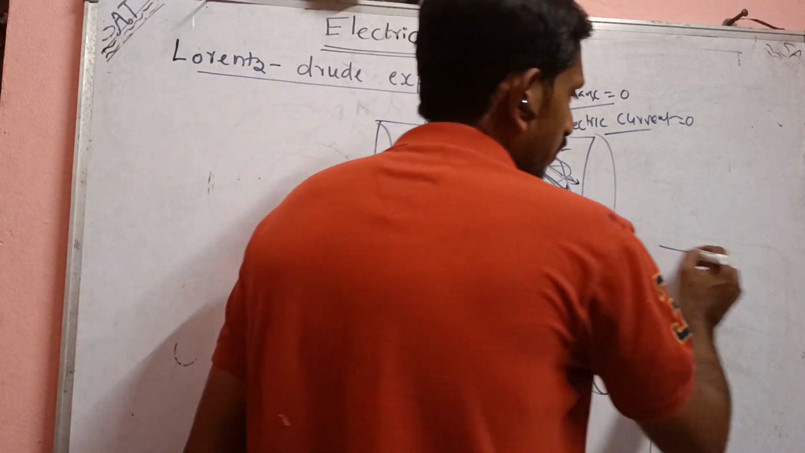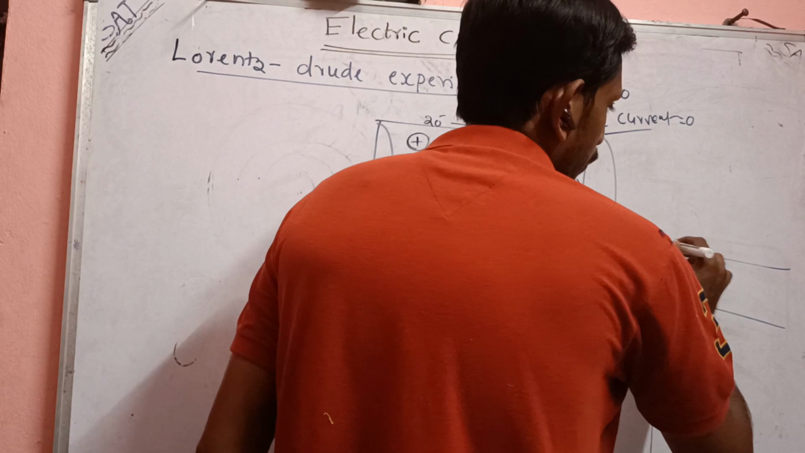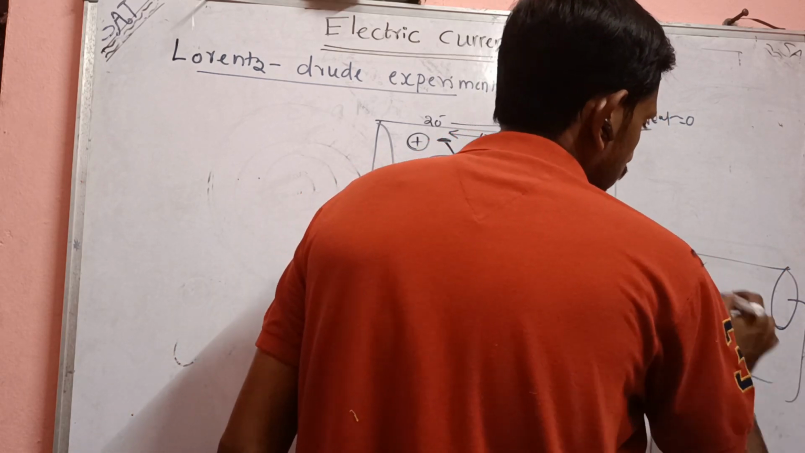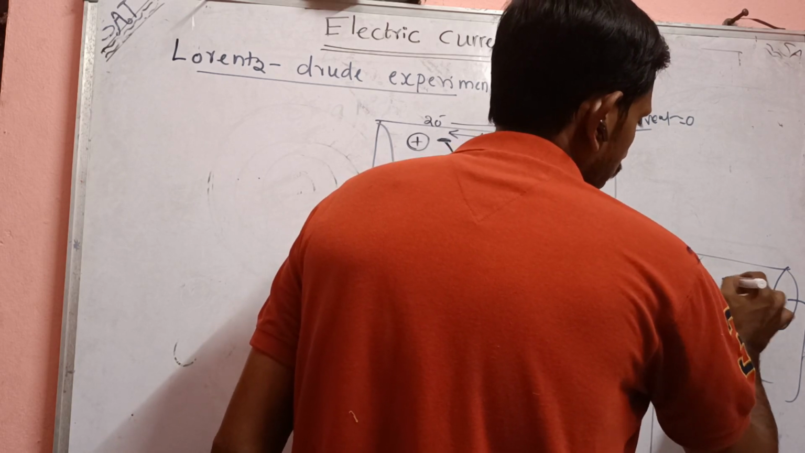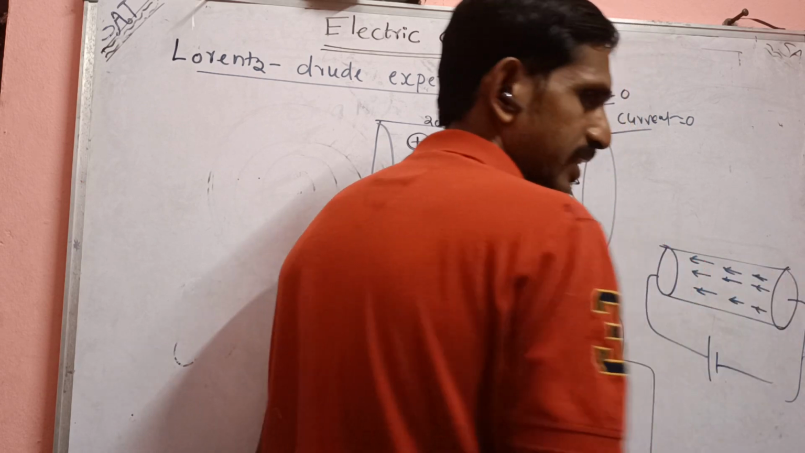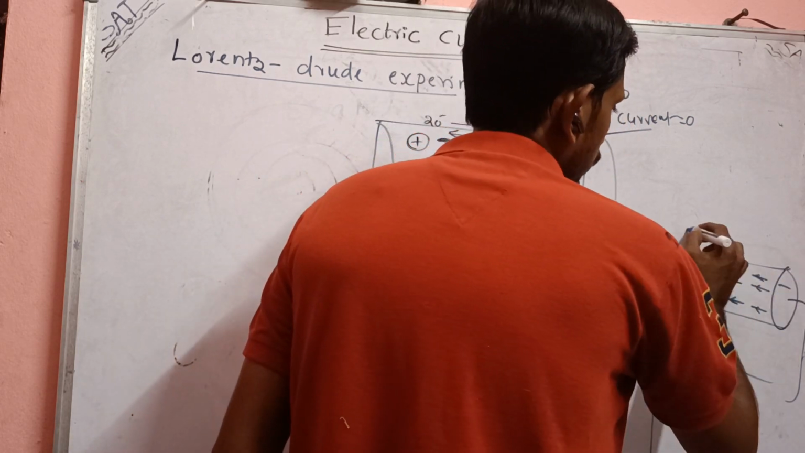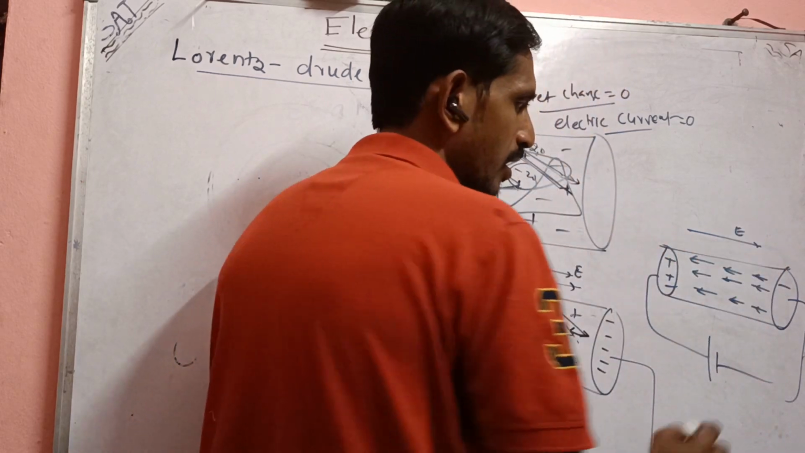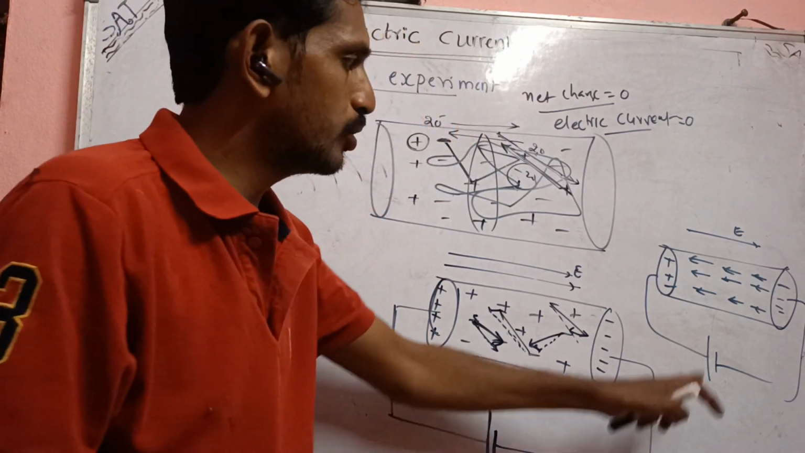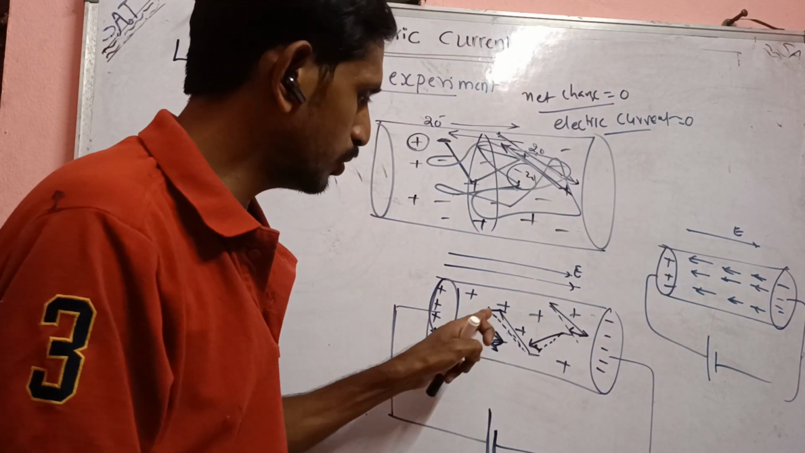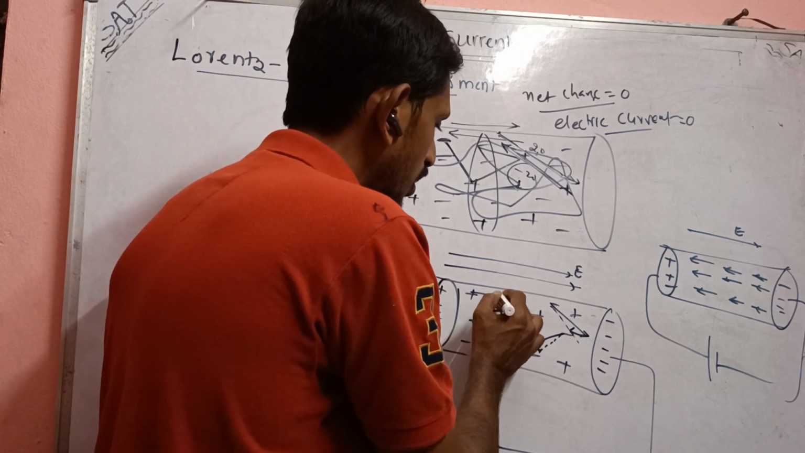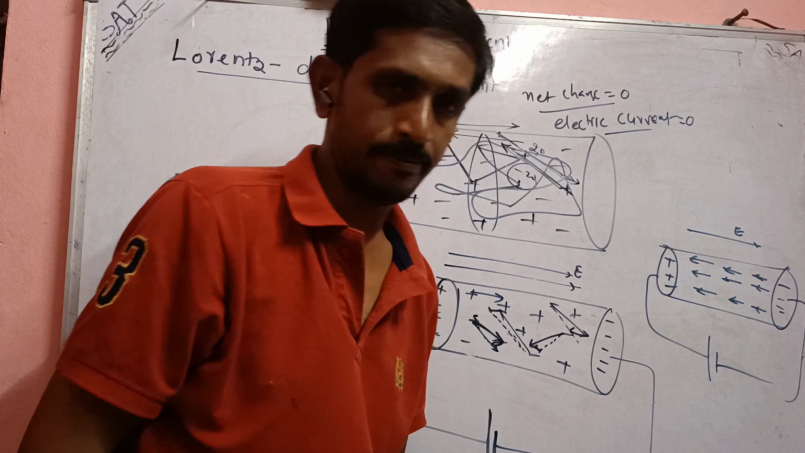If you observe the position of the electrons after applying the battery or cell, every electron is moving in a specified direction. This is the electric field direction, positive to negative. The electron is moving opposite to the electric field. What about the positive charge? The positive charge also experiences a force, which is in the direction of the electric field.